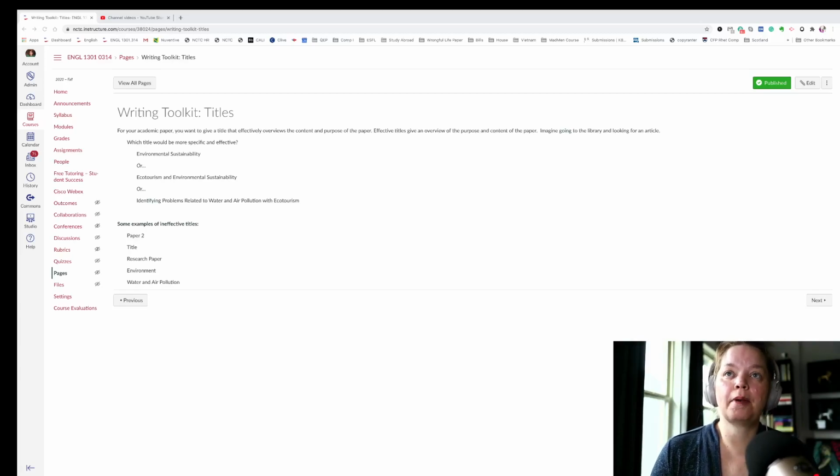So for your academic paper, you want to give it a title that effectively overviews the content and the purpose of the paper. Effective titles give an overview. So imagine going to a library and looking for an article. Which title would be more effective and more specific? Environmental sustainability? Not so much. Ecotourism and environmental sustainability. It's getting better, but it's not great. Or identifying problems related to water and air pollution with ecotourism. That's a much more specific and effective title.